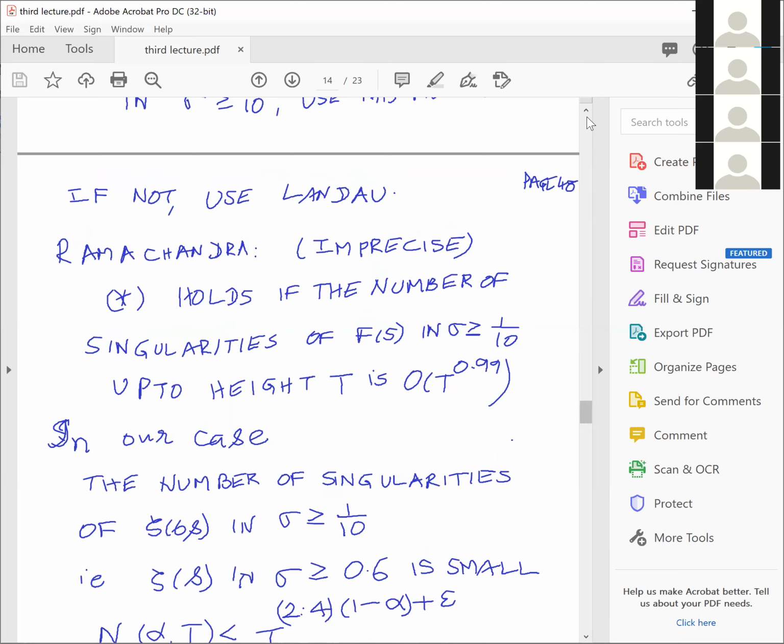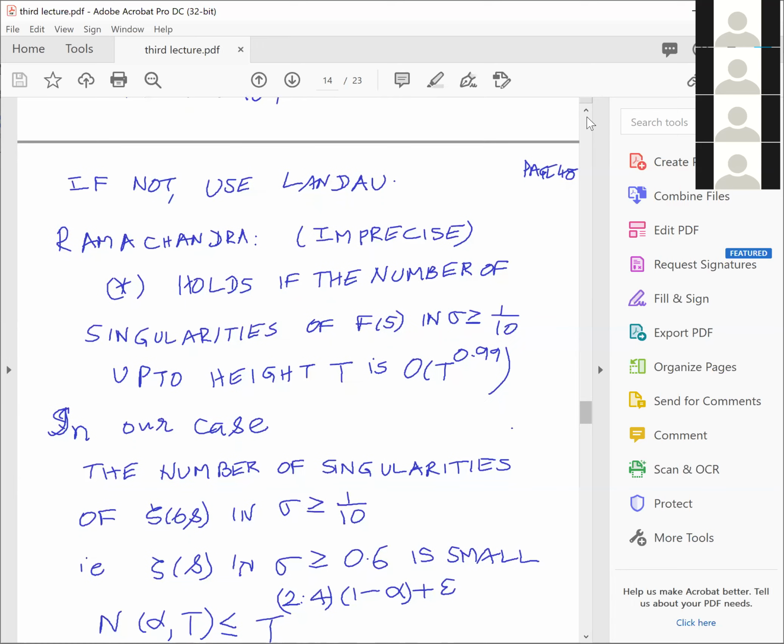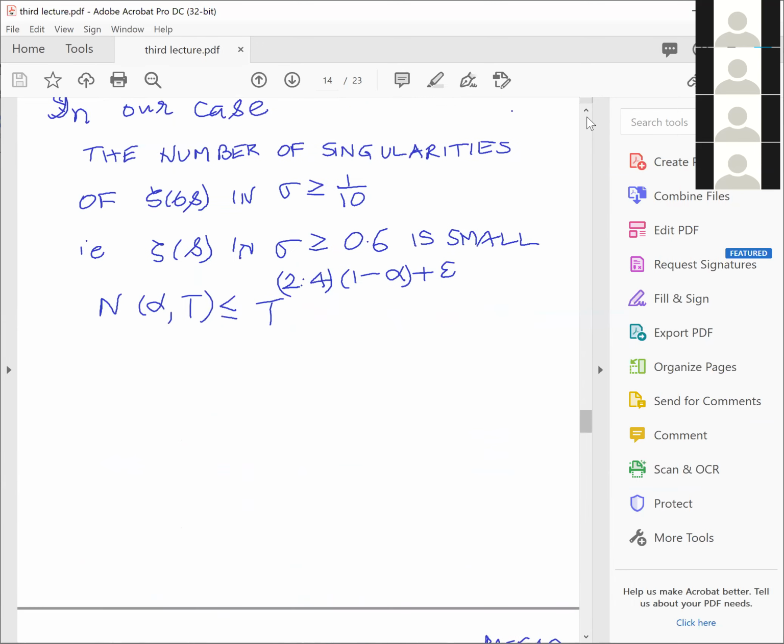One more thing which is important is that Ramachandra talks only about the number of singularities, not necessarily the number of polar singularities. Therefore, even if your function has a certain logarithmic singularity, you can't apply the Landau theorem or anything like that, the growth functions. Now even if it's a logarithmic singularity, it doesn't really matter, you can still use this. That is the theorem, which is what I want.